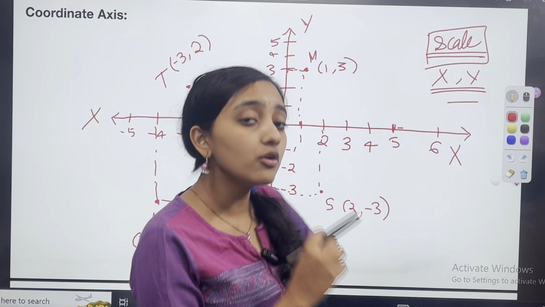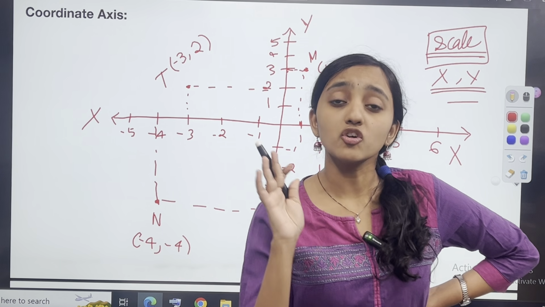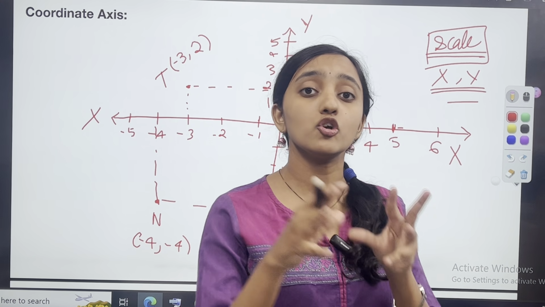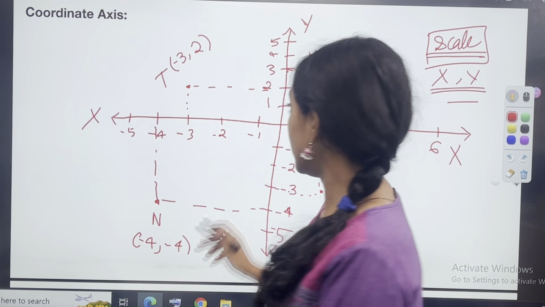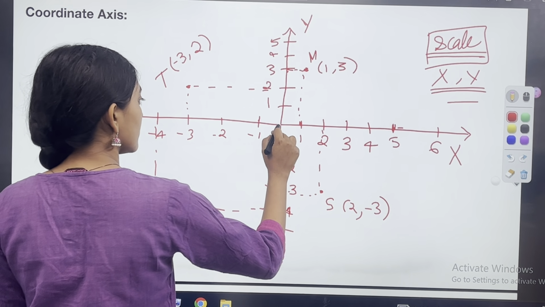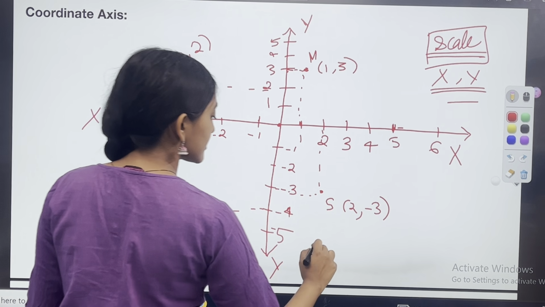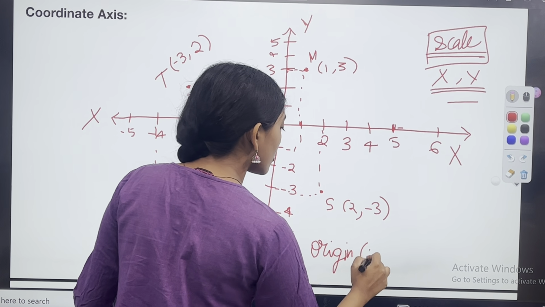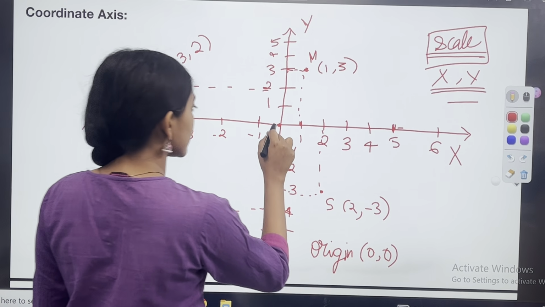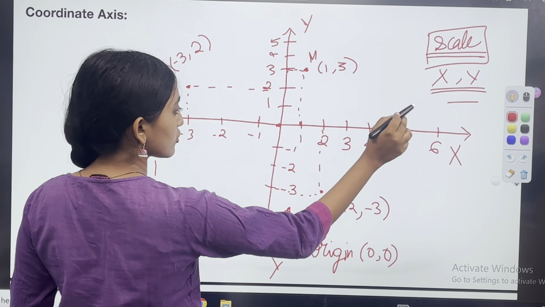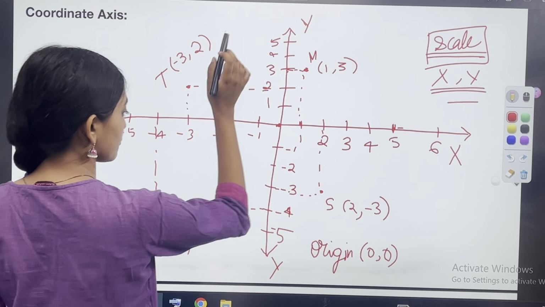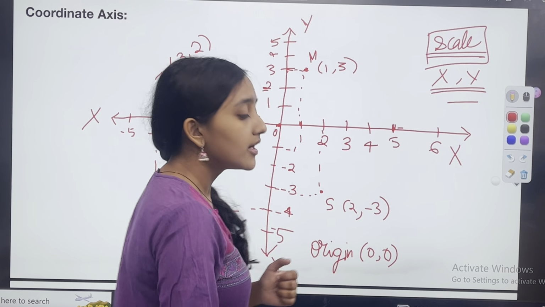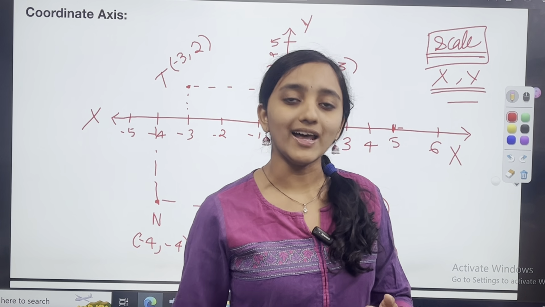So this is how you are able to find coordinates, various points on a coordinate plane, on a coordinate axis. And this point out here, that is the origin, which is nothing but 0 comma 0, right? Because it's 0 here, 0 to 5, 0 to minus 5, 0 to 5, 0 to minus 5, so it is 0.